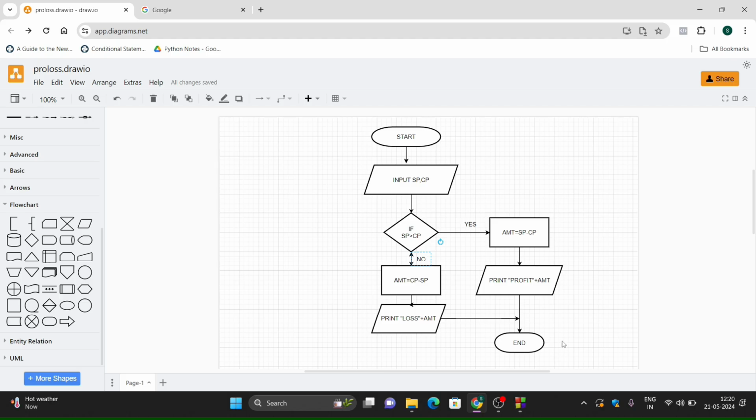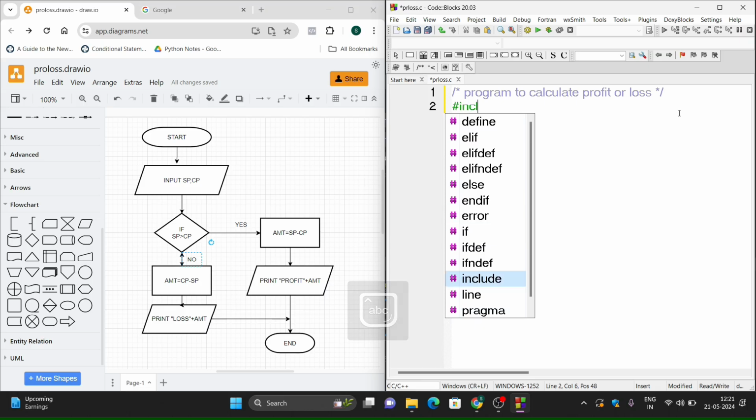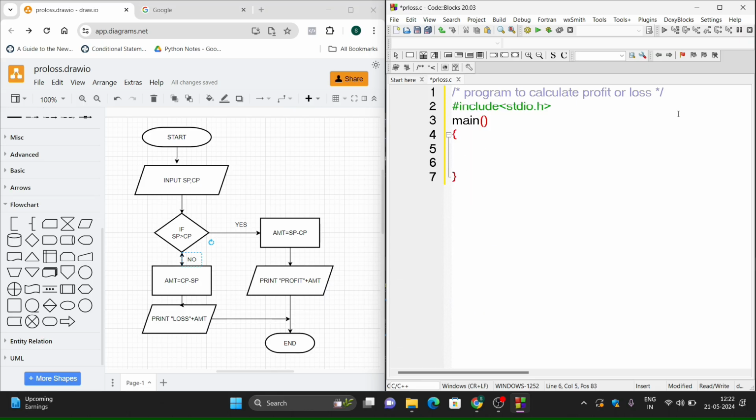Now we will write the program. See here, this is our flow chart and here I am writing the program. Firstly you have to include the file. Here I will be requiring three variables. Suppose I take them as float variables: float SP, CP, and a variable amount.